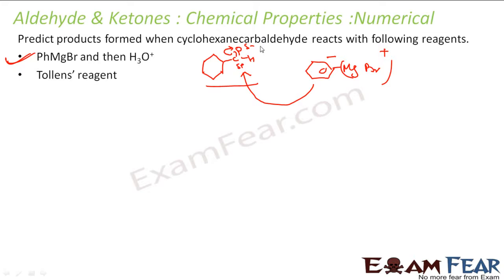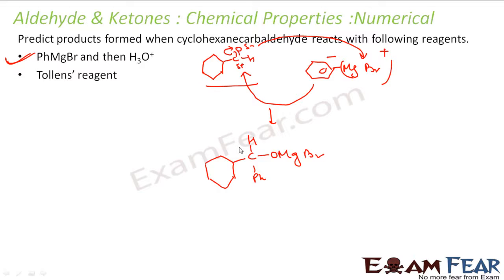Correct? And this O minus will attack this MgBr. So with this, the output we'll be getting is this. See? I have O minus, so it becomes O, MgBr, and here I'll get a phenyl group. And there was a hydrogen already there. This is what I'll get.